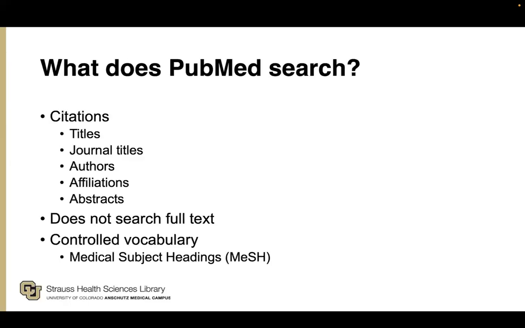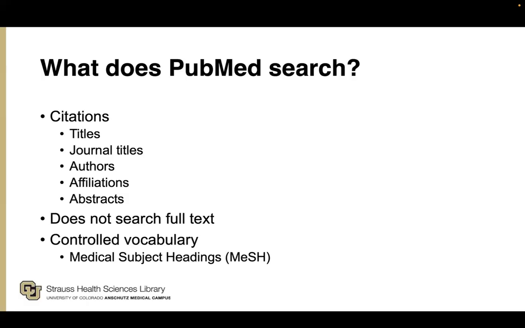When it comes to searching PubMed, we want to be clear about what we are searching. So when you put words into the search bar, what are you actually searching within? The main thing that PubMed is searching within is citation information. Citation information is kind of like what would be in a works cited, so the key pieces of information describing an article.